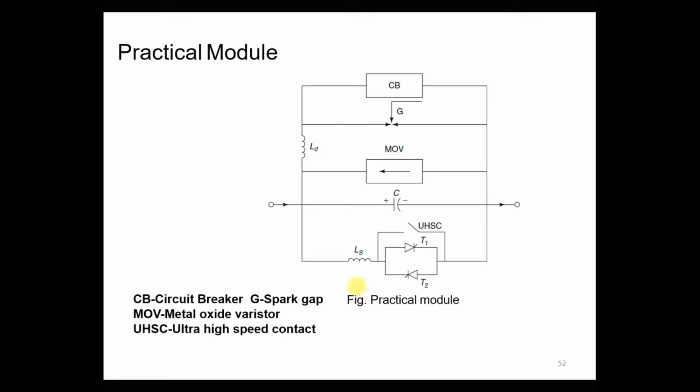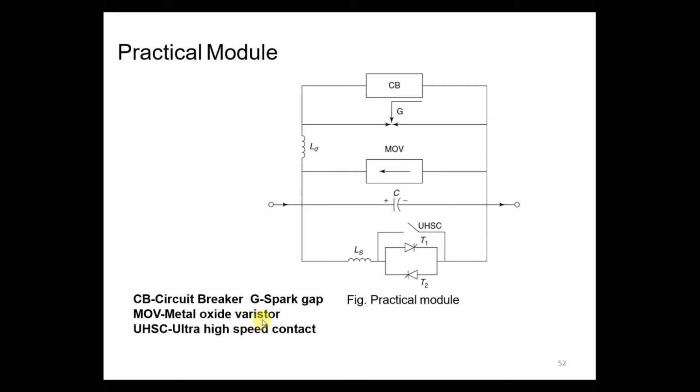Now we see the practical module. In the basic module we have only a fixed capacitor in parallel with an inductor in series with the anti-parallel thyristor pair. But in the actual TCSC module we have protective devices for the protection of this thyristor controlled series capacitor. One protective device is the MOV, which is called a metal oxide varistor.